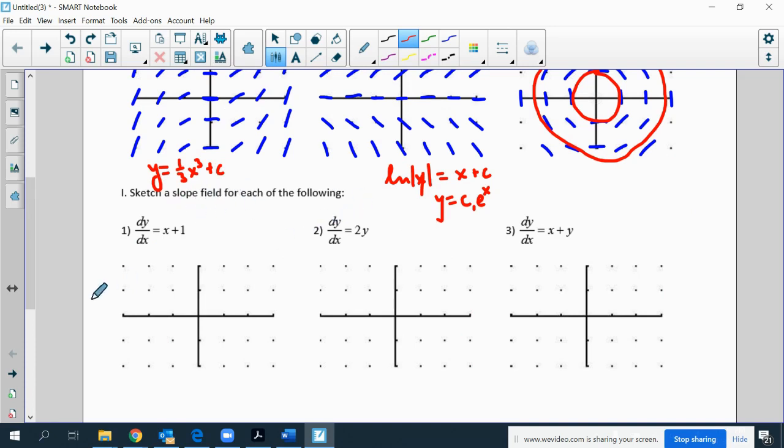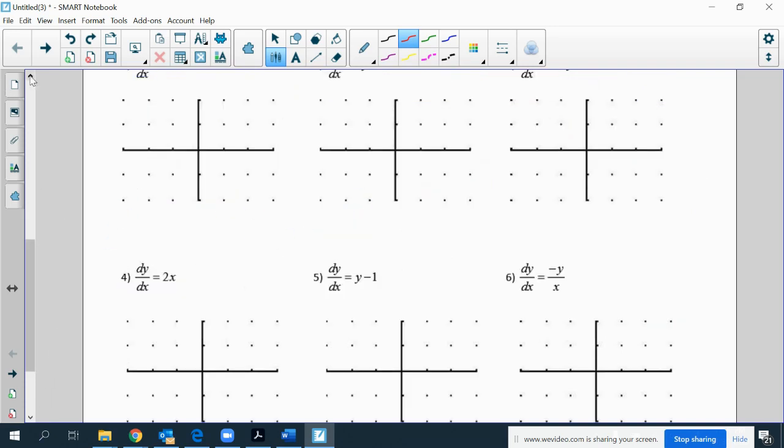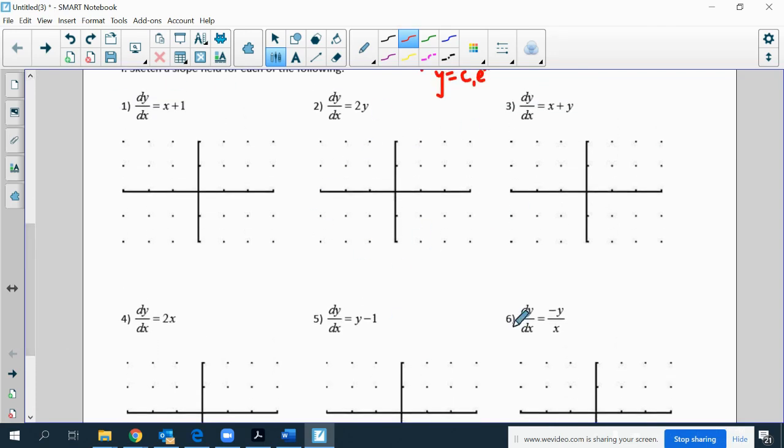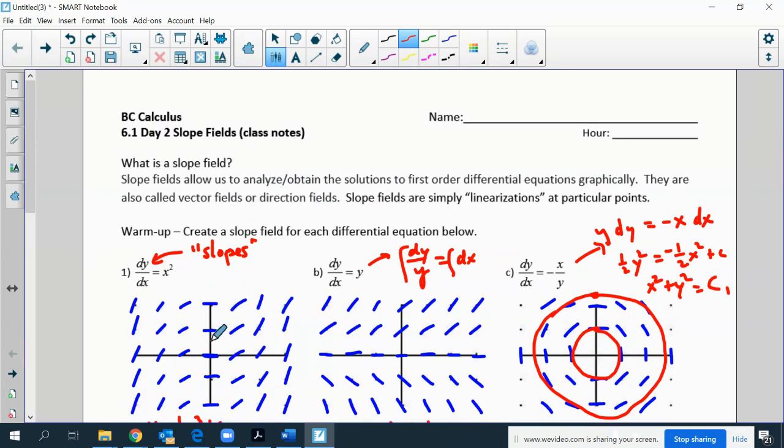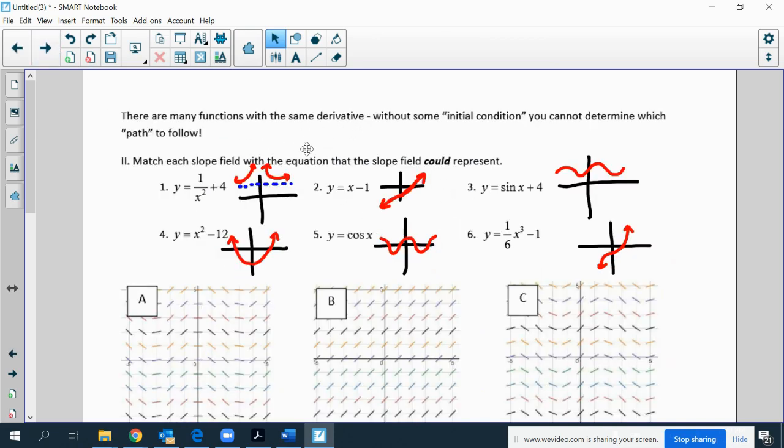So sketch a slope field for each of the following. I'm going to leave those to you to do on your own, or else this video would take forever. There are many functions with the same derivative. Without some initial condition, you can't determine which path to follow, and we kind of talked about that up here. Unless I know the initial condition, I know that my path for this first one looks like a 1/3 x cubed, but where does it start? It could start anywhere along this path. So that's something we don't know. So that's kind of what slope fields are designed for.